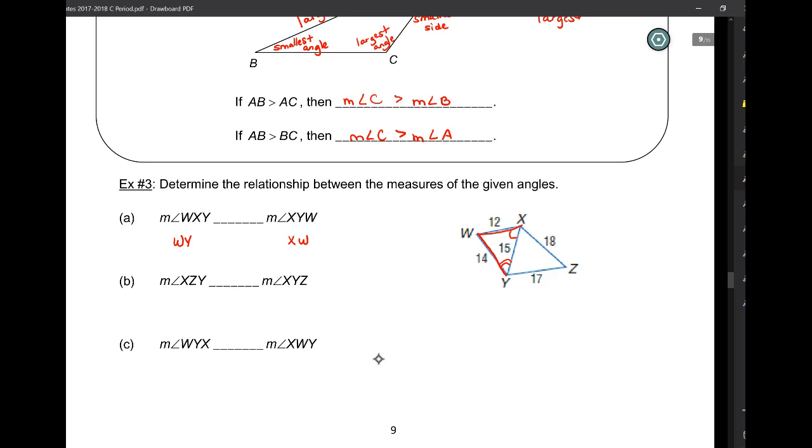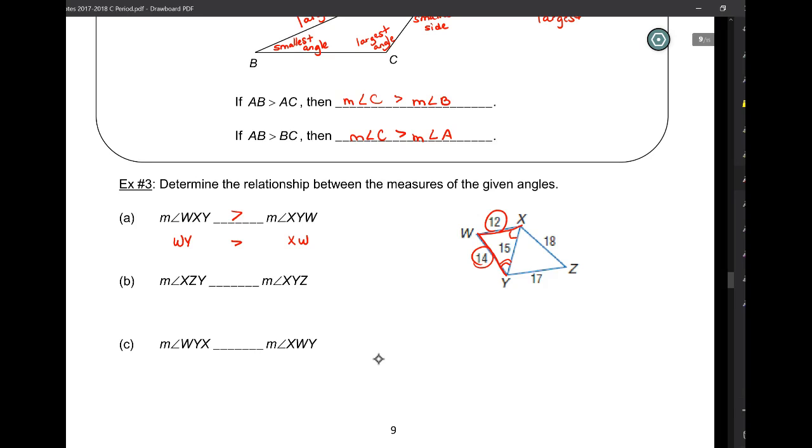WY is bigger, right? We're comparing 14 and 12. Since this is bigger, that makes the angle across from it bigger. It's not hard. It's just sometimes, especially when you have multiple triangles connected, it can get a little confusing. Okay, try the next two.